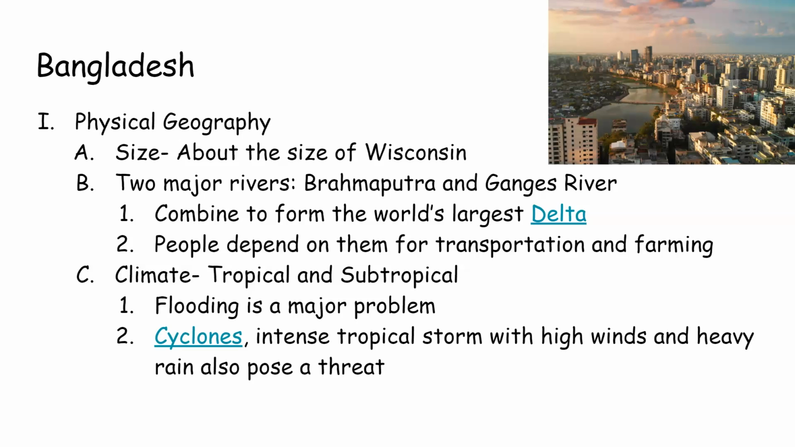And when these two rivers combine near their mouth, they form the world's largest delta, which you might recall from an earlier video, are those triangular-shaped fertile areas typically found at the mouth of a river. So this water system provides not only transportation, but is vital for farming in Bangladesh.